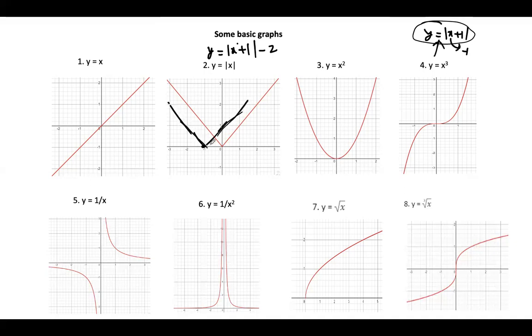So how will the graph of y is equal to mod of x plus 1 minus 2 look? 2 downwards. Shift down by 2 units. Is this point clear to everyone? Yes. Yes, sir.